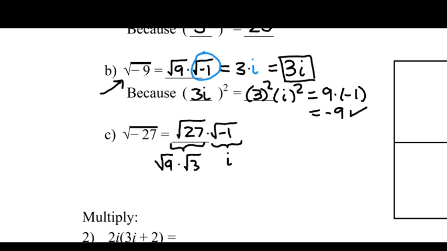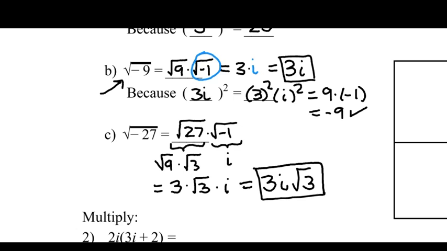So if we break this down, we get square root of 9, which is 3. Square root of 3, we can't simplify that really. And then i. So instead of boxing it in like this, what I would recommend is putting the i in front of the radical, just so you don't accidentally think that the i is under the square root sign. It technically is not. It already represents its own square root.